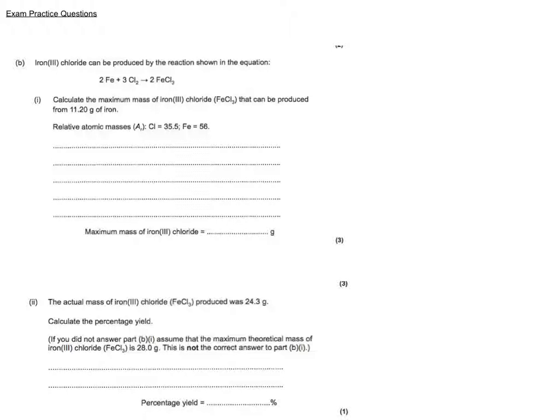Here we're going to go through this exam paper, so if you haven't already tried it yourself, go away and try it yourself, and you'll find the model answers here.